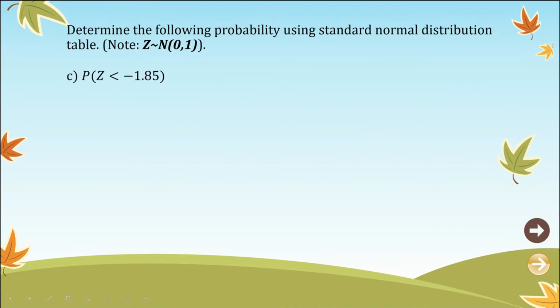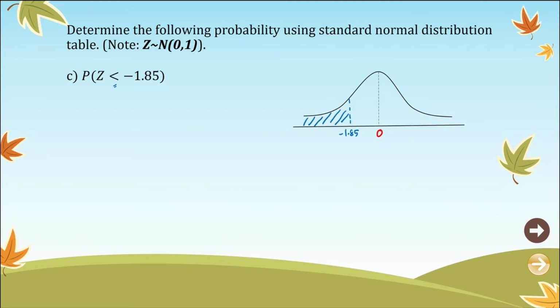For C, we want to find P(Z less than negative 1.85). So first, let's draw the bell shape, 0 in the middle. Then negative 1.85. Because it is negative, the value is on the left side of 0. And the symbol is less than, that means the area is on the left side.